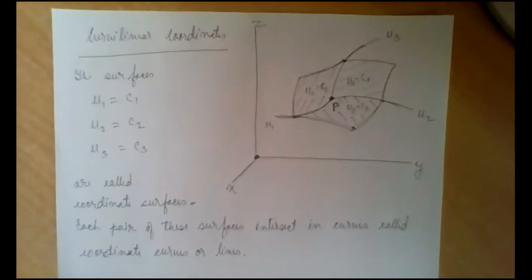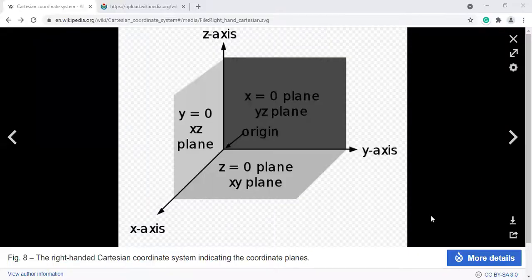In the Cartesian coordinate system, x equal to constant represents a plane, y equal to another constant represents another plane, and z equal to another constant represents another plane. These planes intersect along lines. Let me show you the picture once again. In this picture, x equal to constant is this plane and z equal to constant is this plane. These two planes intersect along the y-axis. Similarly, y equal to constant and z equal to constant intersect along the x-axis.